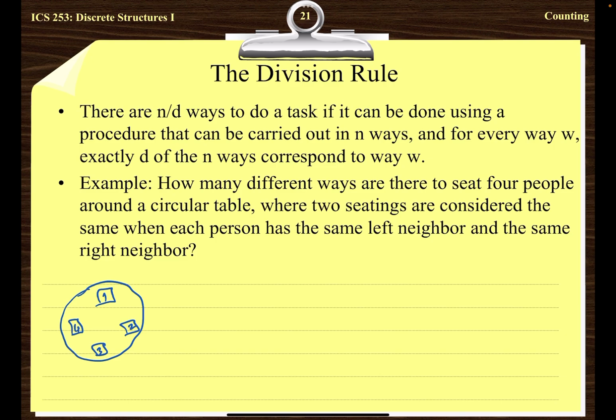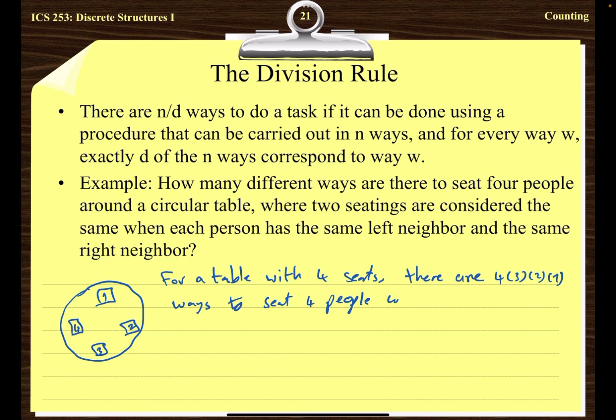So therefore, what should I say? For a table with 4 seats, there are 4 times 3 times 2 times 1 ways to seat 4 people. Now this is using which rule? Using the product rule.